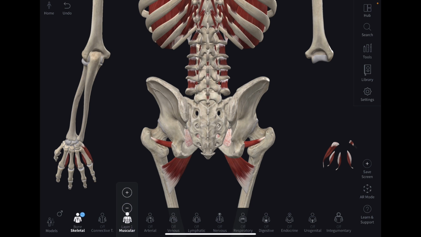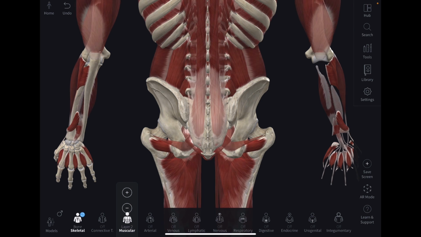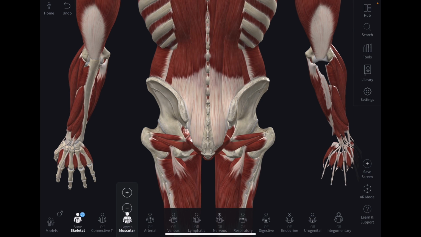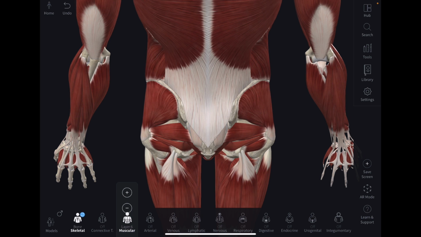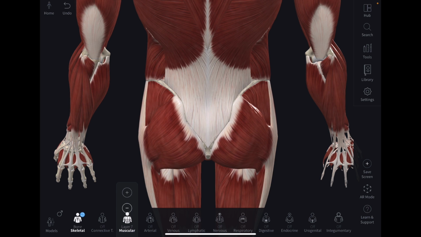So in summary, the gluteal muscles form a layered system that provides hip stability and movement, and are very important for physical therapy and rehabilitation.